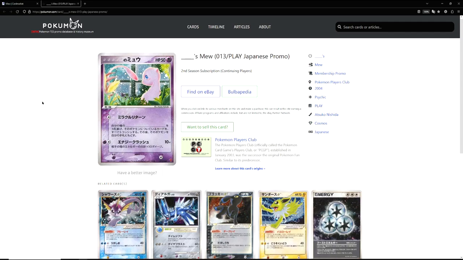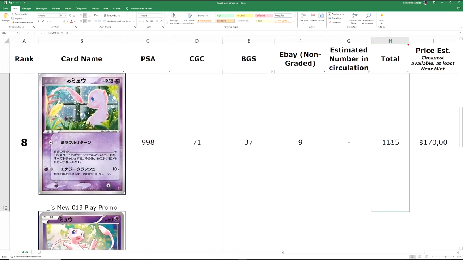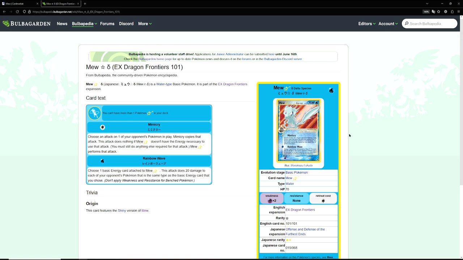Next up is this Play Promo Mew. Not the Play Promo that I recently purchased, this is a different one. This is the number 13 Play Promo. I do believe this was around the same time as the Mew EX that I recently purchased. This one is a little bit more common than the Mew that I purchased. Ranked at number 8, and as you can see, a lot of copies already graded, the majority with PSA, almost 1,000 copies. This one is also available, surprisingly, for pretty cheap considering this card is really, really old. Available for $170. Now, next up is a card that I think most of you should be familiar with.